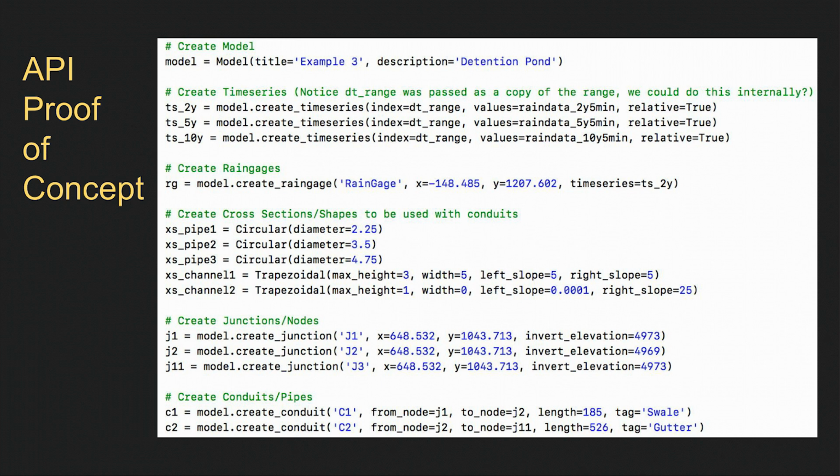We can create a model, then we can create a couple of time series, then we can create a rain gauge that represents how a storm affects a system. Then we can create the sections of different conduits. They can be circular pipes, they can be trapezoidal channels. And then we can create junctions with specific coordinates and elevations and then connect these conduits in a way that is very straightforward, very expressive, and allows us to create models very easily. So this is something we are aiming for, or at least I am particularly interested in this type of API.